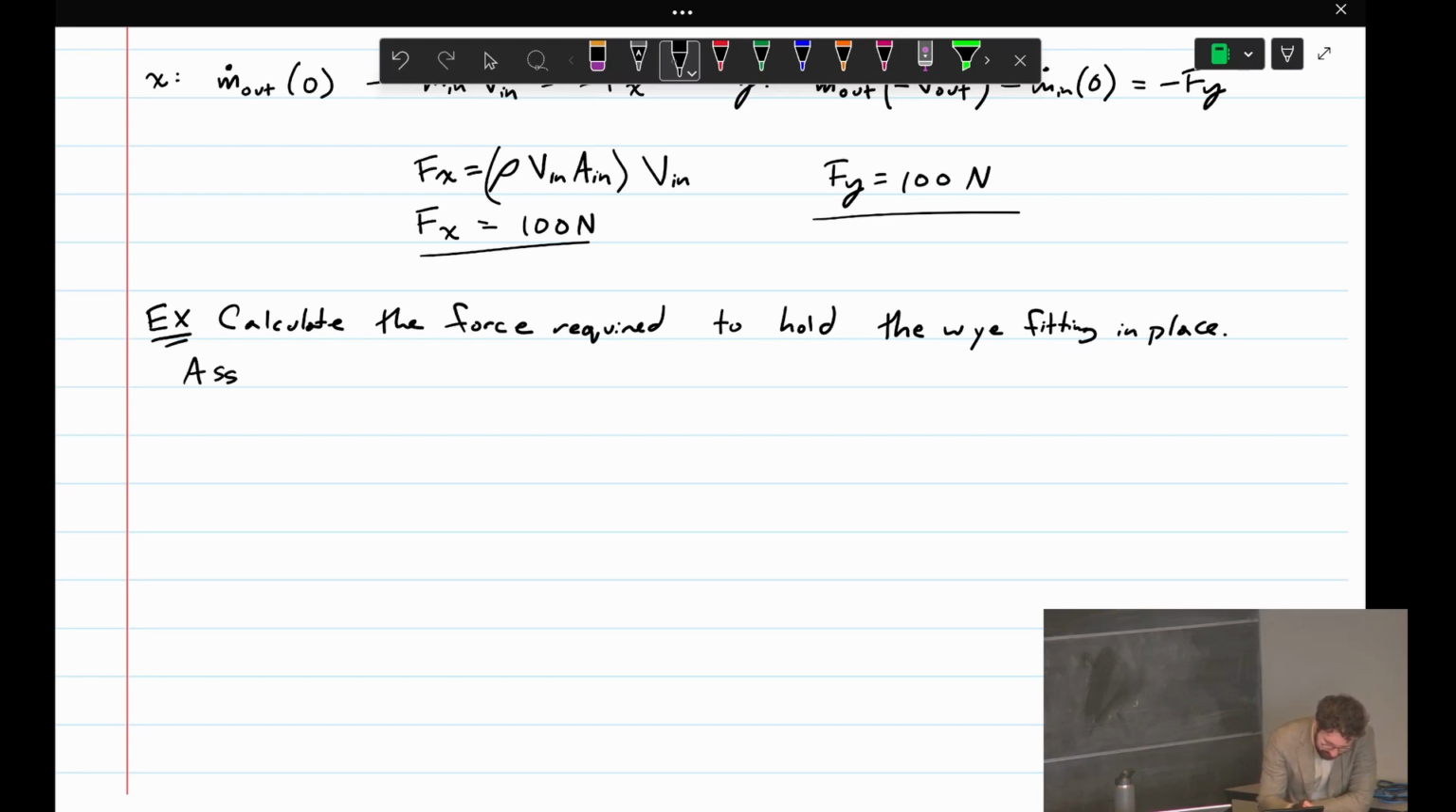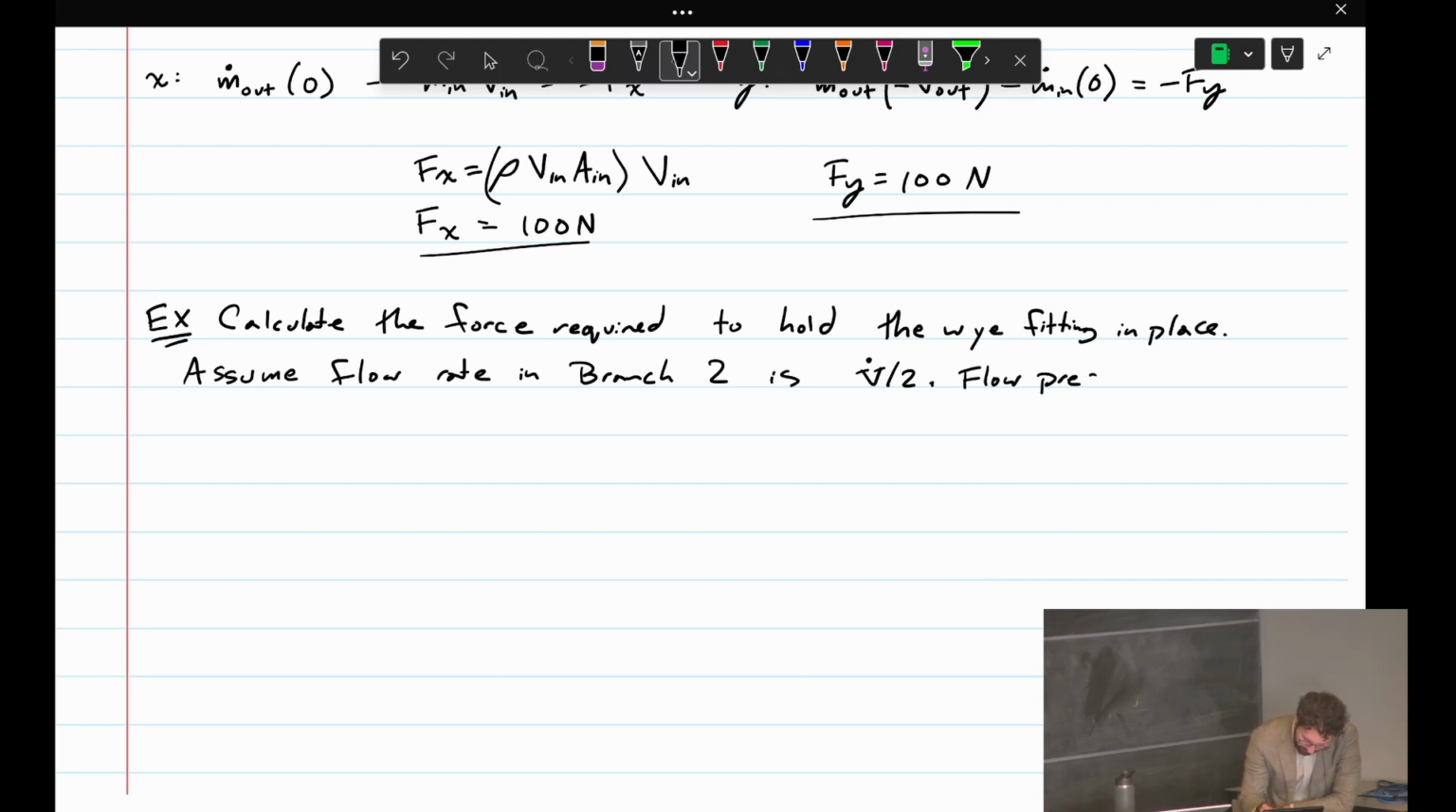And we're going to assume this would be in the question. This isn't something you would assume. So assume the flow rate in branch 2 is V dot over 2. That'll become clear when I show the diagram. The flow pressures have been provided. And we're going to take rho as 1,000.